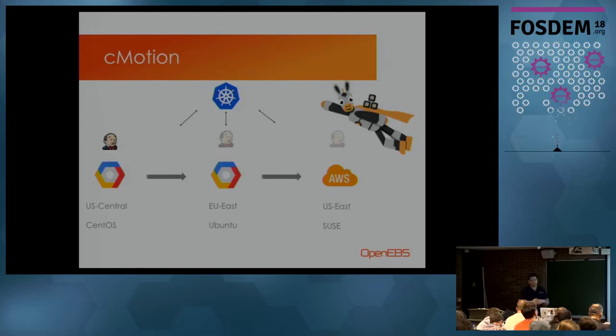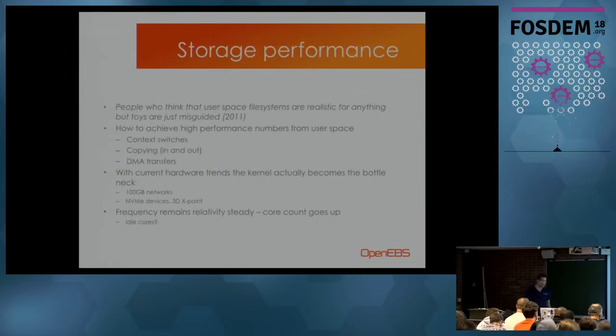So again, data mobility becomes a real feature today. But there is a problem, a big problem. Actually, perhaps it's the elephant in the room. Anybody guess who said that people who think that user space file systems are unrealistic for anything but toys are just misguided? Anyone have an idea who said that?